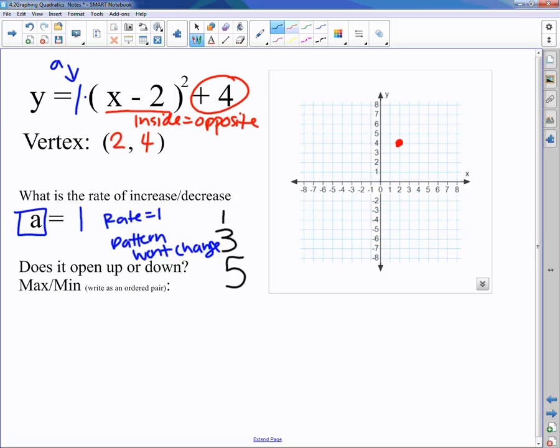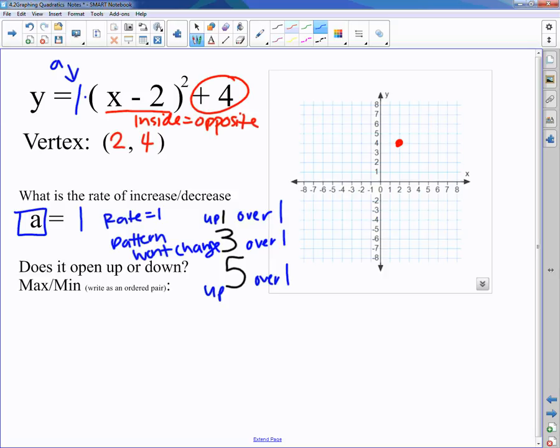So all we're going to do is go up 1 over 1. Then we're going to go up 3 over 1, and then we're going to go up 5 over 1 in both directions.